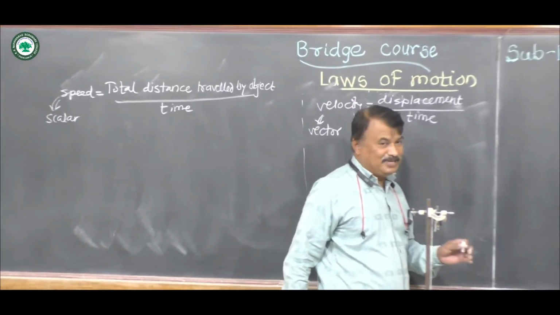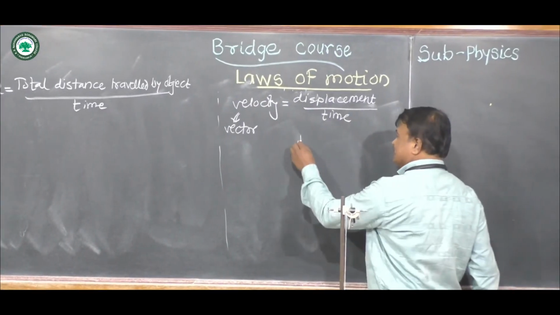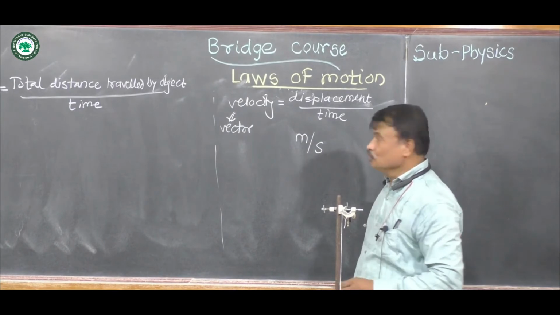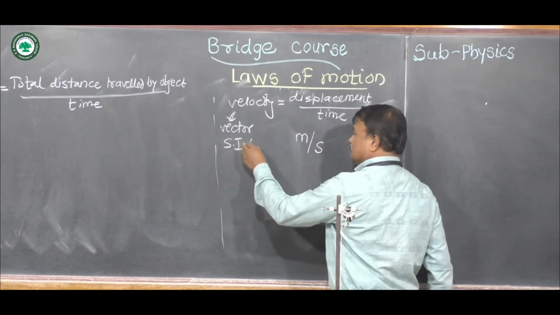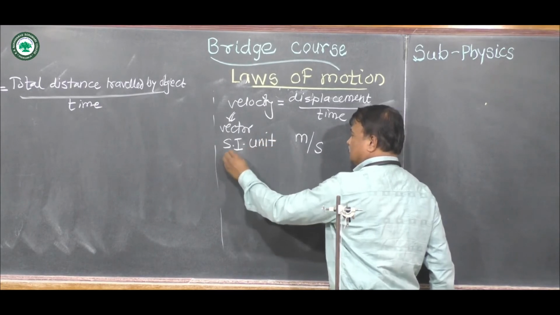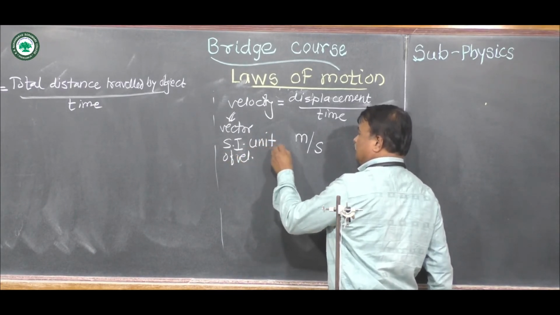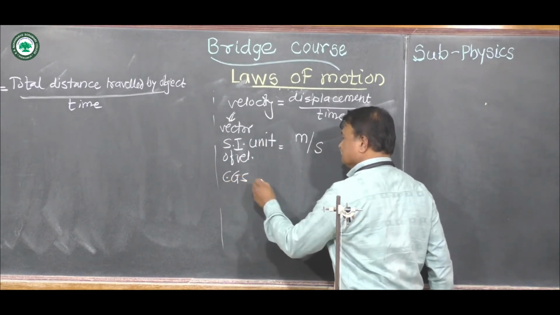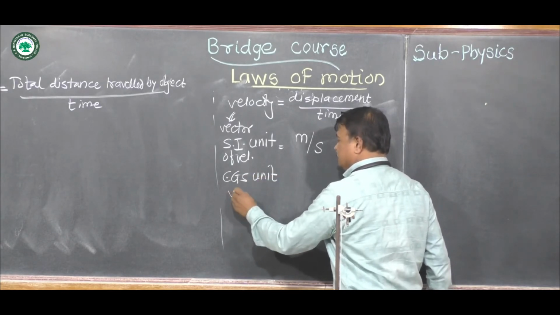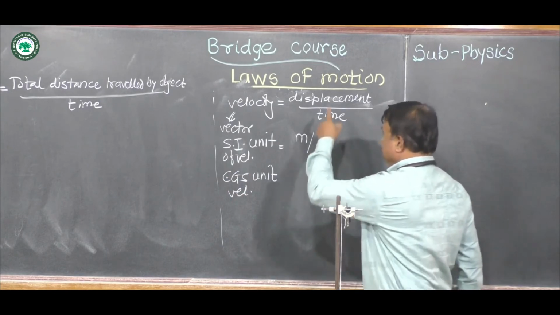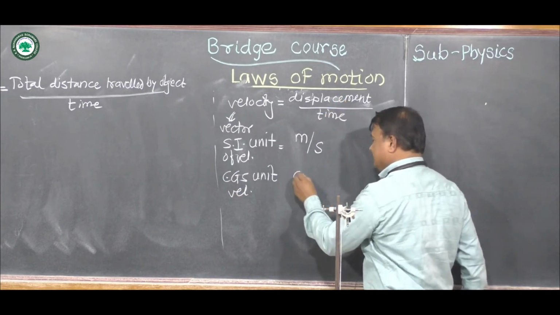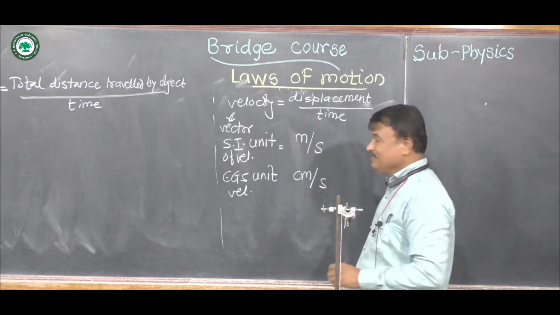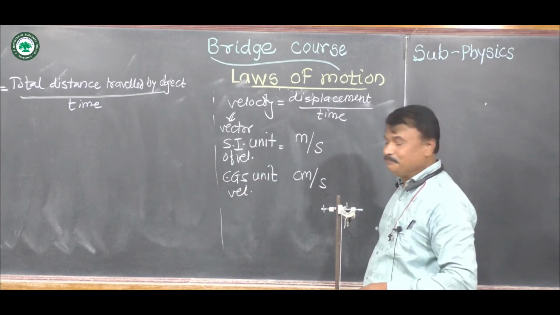But we know that displacement is measured in terms of length, so its SI unit is meter. Time is measured in seconds. So the SI unit of velocity is meter per second. And the CGS unit of velocity: length is measured in centimeters and time is measured in seconds. So the CGS unit of velocity is centimeter per second.